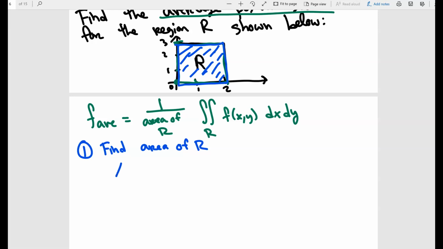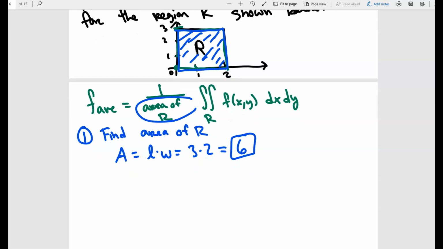The area of this R is going to be equal to the length times the width. In this case, the length is 3. It will be 3 times 2. Okay, you can interchange them. You can say 2 times 3 if you want. So the area of this R is just going to be 6. Okay, that's the area of the region. So that's the first thing. We already figured out what this is. Now we need to figure out what this is.